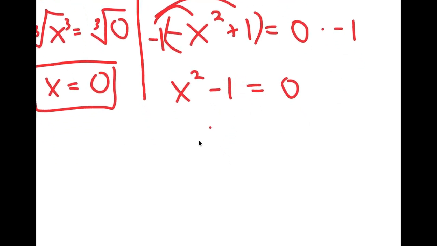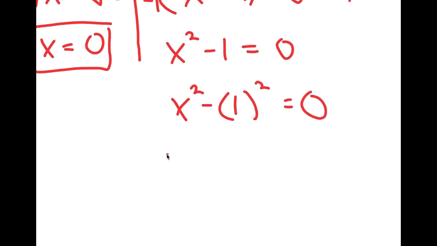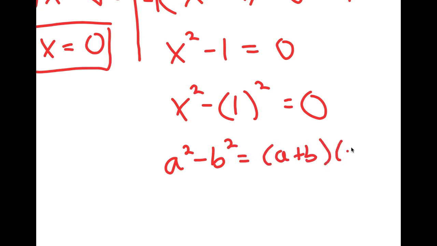And 1 is the same thing as 1 squared. So I have x squared minus 1 squared is equal to 0. And if I have something in the form a squared minus b squared, this is equal to a plus b times a minus b.